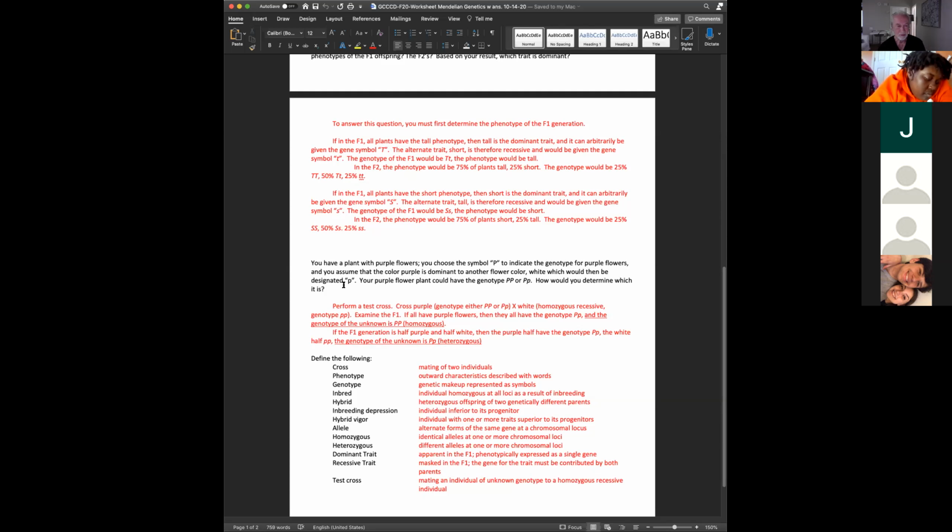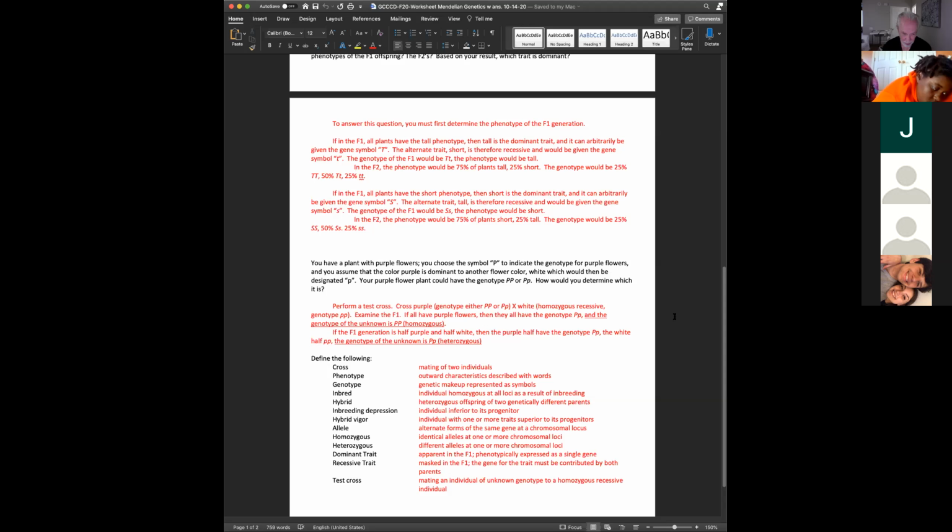Well, the answer is you'd perform a test cross. And we talked about test cross. Well, I don't want to switch screens again, unless somebody wants to see it. But I showed you a test cross last time. And so what you would do is cross a purple, which has a genotype of either big P big P, or big P little p, times a white plant, which is homozygous recessive. You know it's homozygous recessive because it's white. So it has the genotype little p little p.